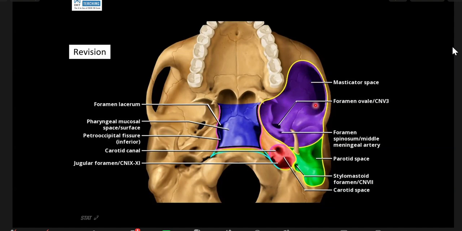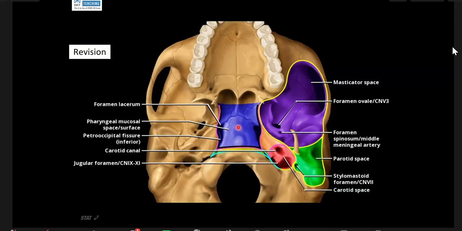is masticator space. Previously we used to call it temporal fossa, and this is the infratemporal fossa. These are the pterygoid plates, and the foramen ovale and spinosum is seen here. Other than the masticator space, the parotid space also abuts the base of skull. Here is the stylomastoid foramen. This is the carotid space where the jugular foramen and the carotid canal are. And this is the pharyngeal mucosal space where squamous cell carcinomas, etc., can erode into the skull.